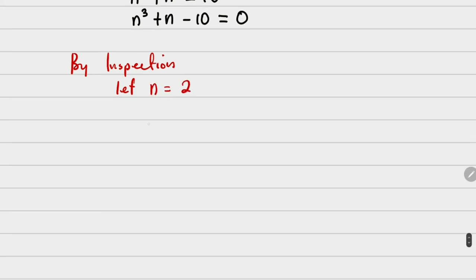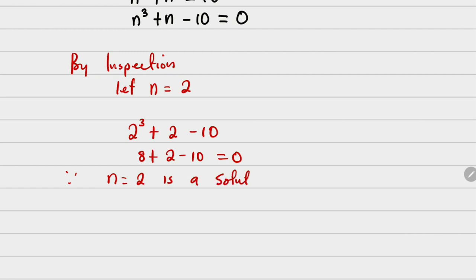You see, substituting 2, we're going to have 2 raised to the power 3 plus 2, then minus 10. And this is going to be 8 plus 2 minus 10, which is actually equal to 0. So, therefore, n equals 2 is a solution. All right? And n minus 2 equals 0 is a factor.